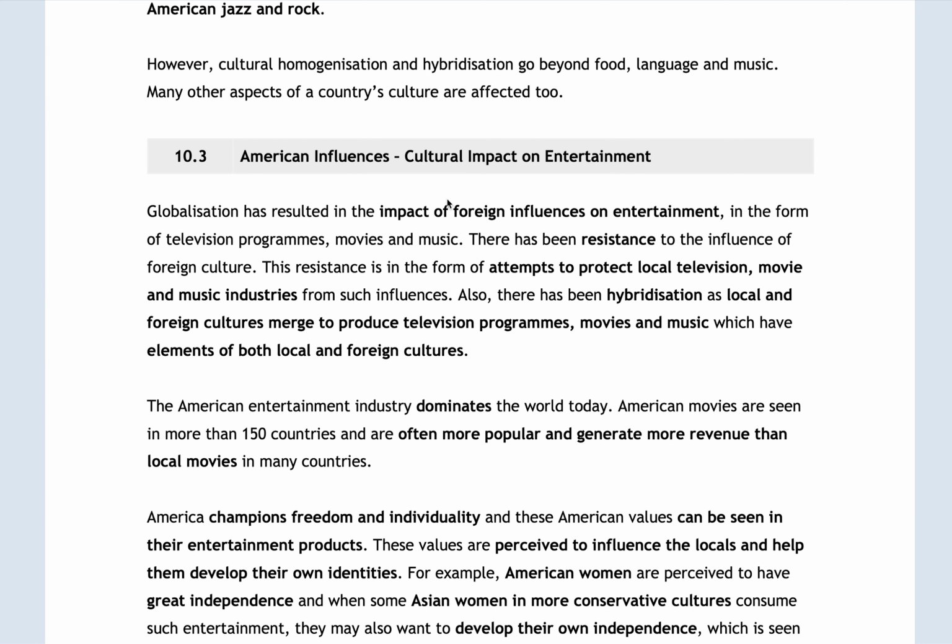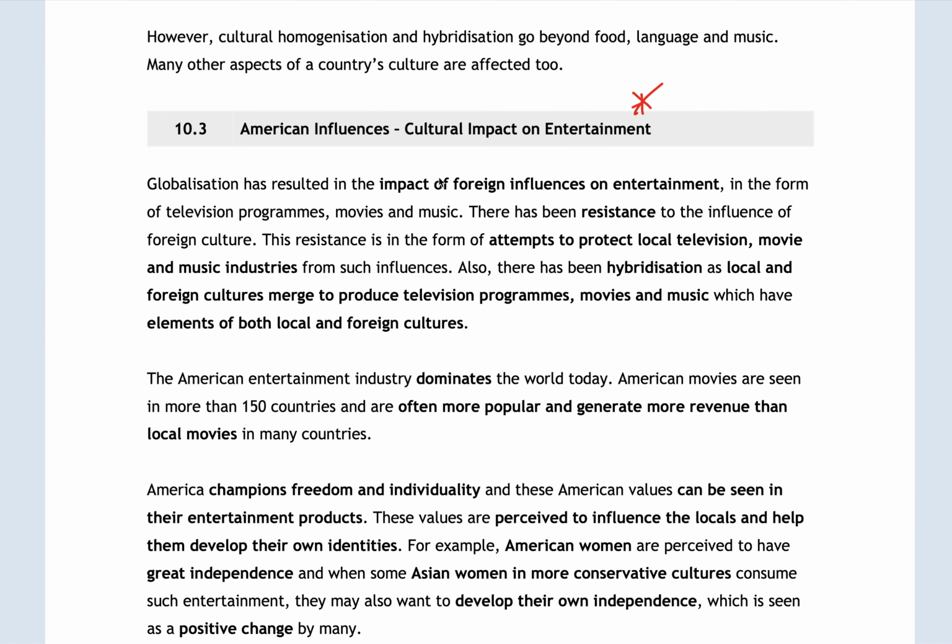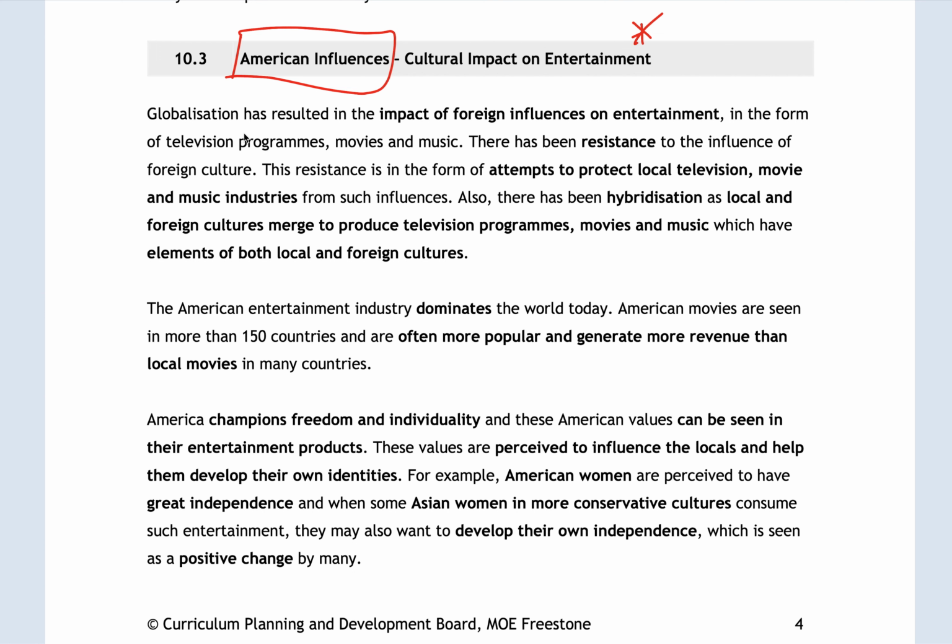Okay, now we talk about the impact of these two ideas. The first one we're going to talk about is entertainment. There is one thing we need to analyze, and that is the American influence. There is a large foreign influence on entertainment, especially here in Singapore. So there's a reason why there has been a lot of resistance towards the influence of foreign culture. The American entertainment industry, as you know, really dominates the world's entertainment today.